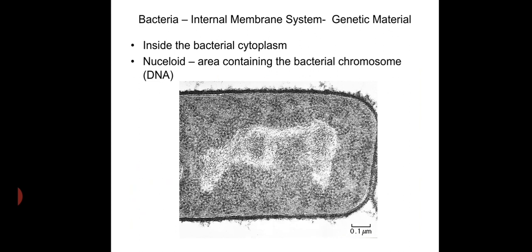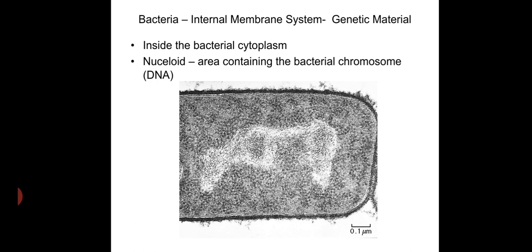And inside the cytoplasm, a freely found genetic material is seen. Inside the cytoplasm, a nucleoid is the area containing the bacterial chromosome, that is bacterial DNA. The genome, or the genetic material carrying information required for the highly essential activities of the prokaryotic cell, is organized as a double-stranded circular DNA molecule that is freely found in the cytoplasm. That area is known as the nucleoid.